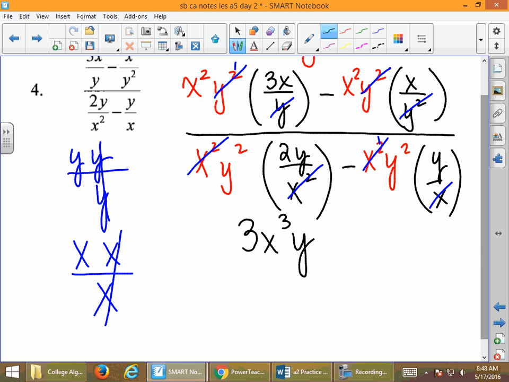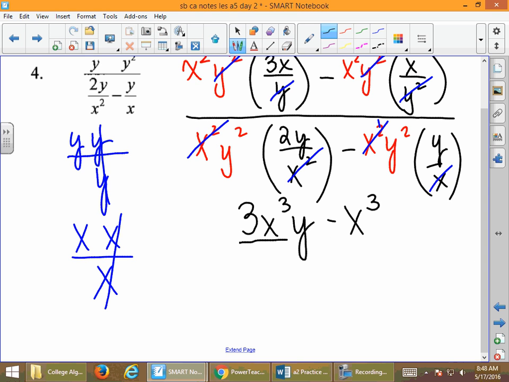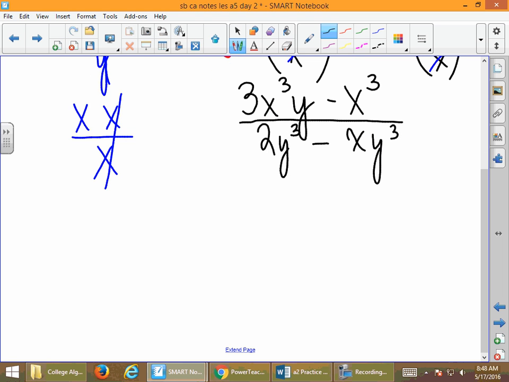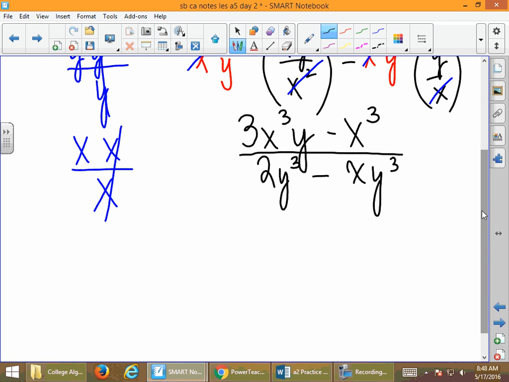The y squared's canceled out, so we have x squared times x, which is, again, x cubed. Down here in the denominator, we were able to cancel out the x squared, so we have y squared times 2y, which is 2y cubed. And we've got one x left, x to the first, times y squared times y, which is x y cubed.